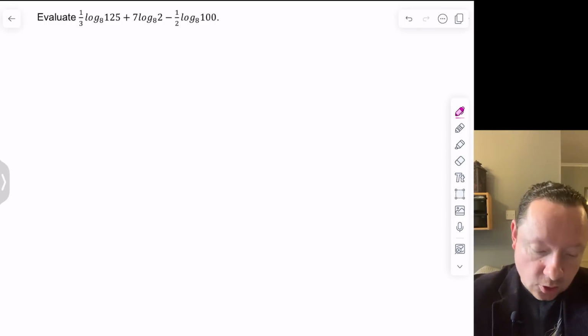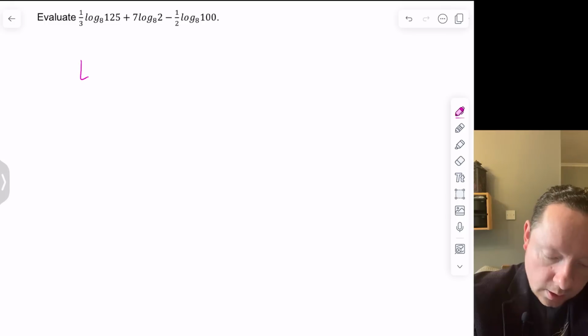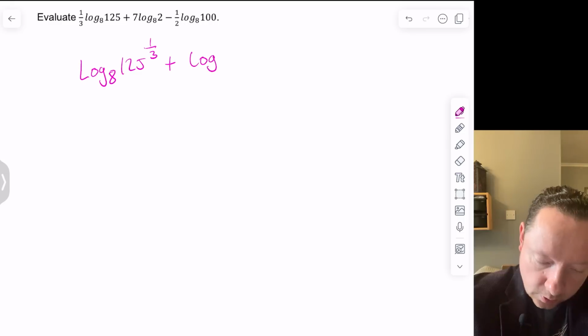So this is using the rules of logs. Let's start with the first one. That log base 8, I can take the 125 and the third can jump up as a power. Plus, same with the second one, log base 8, 2 and the 7 can jump up as a power. Minus log base 8, 100 and the half can jump up as a power.